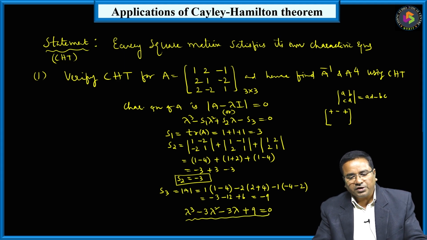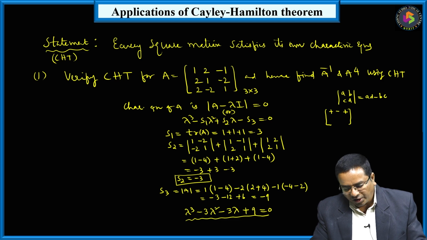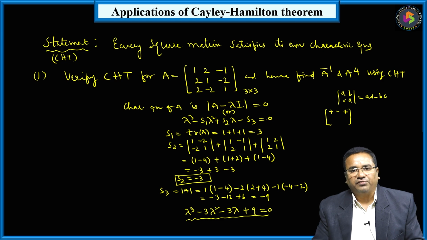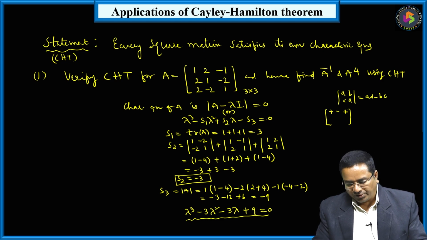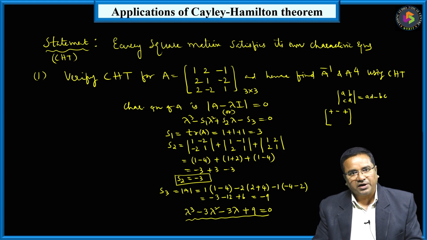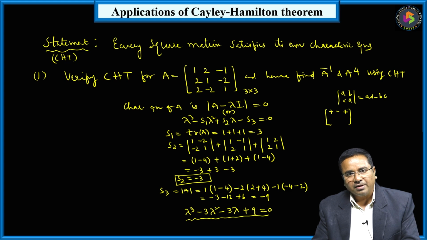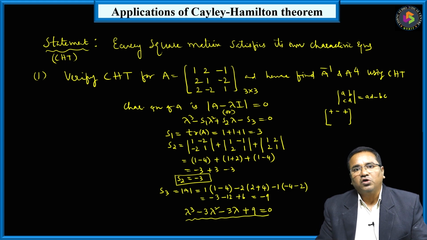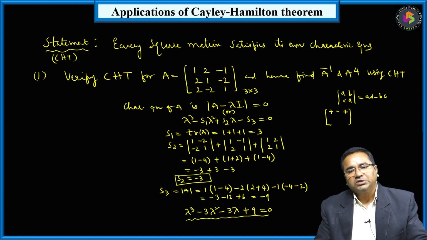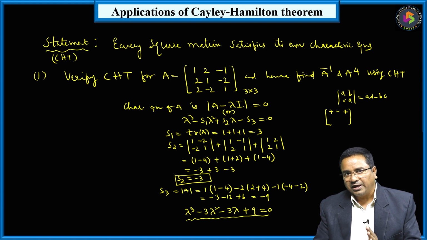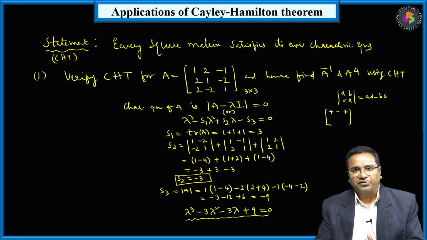So this is the characteristic equation. So what is the statement of the theorem? Verify means what we have to prove. So we have to prove this matrix A satisfies its own characteristic equation. Now this is the characteristic equation of the matrix A: lambda cube minus 3 lambda square minus 3 lambda plus 9 is equal to 0. Now we have to show that this A satisfies this equation. Means we have to show A cube minus 3A square minus 3A plus 9I is equal to null matrix. We have to prove that one. So once you prove this one, this theorem is verified, means the matrix A satisfies its own characteristic equation.